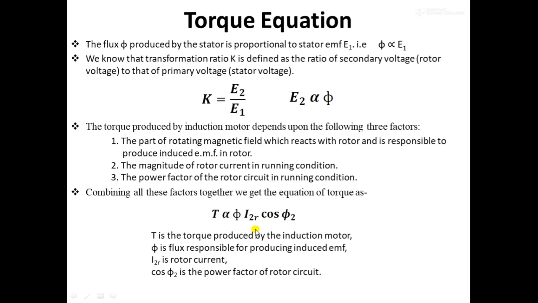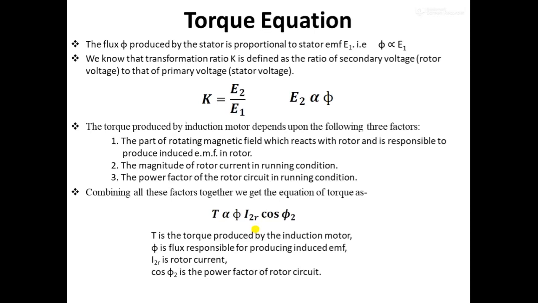In the case of a three-phase induction motor, the torque developed depends on three parameters. The first one is that it is directly proportional to the magnetic flux, that portion of the magnetic flux which is linking with the rotor conductors to induce an EMF in them. The second one is that torque developed is directly proportional to the current which is flowing through the rotor circuit under running condition, which we usually represent as I2R. And this developed torque is also proportional to the power factor in the rotor circuit.